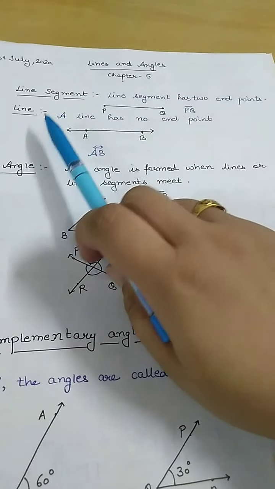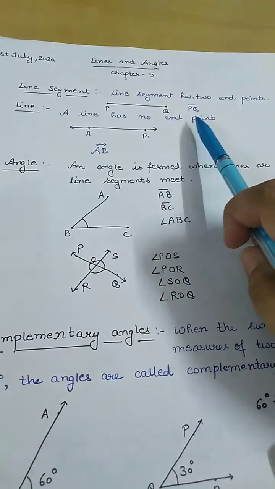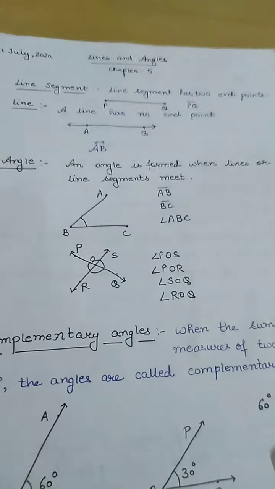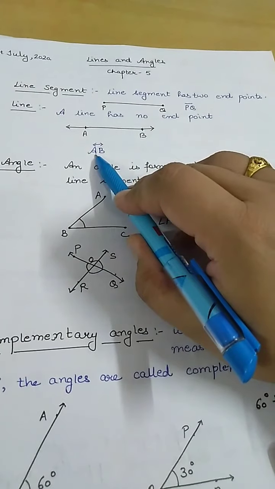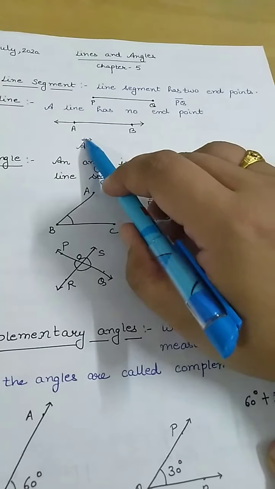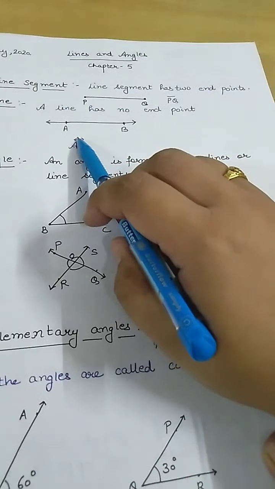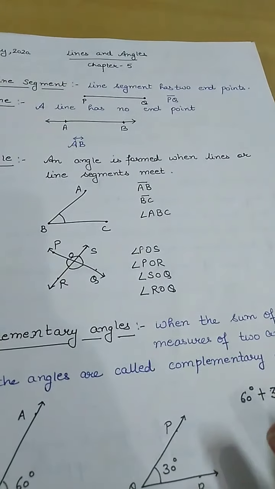So now next is a line. A line has no end point. It means it can be extended in both directions. And how are we going to represent it, what is the symbol of that? This is the symbol which we will put on AB. That is a line with two arrows at both ends.